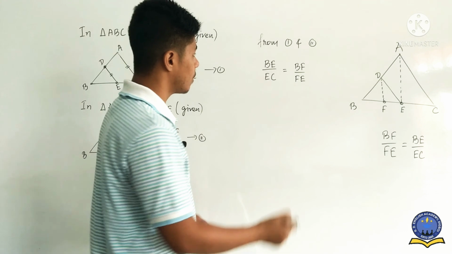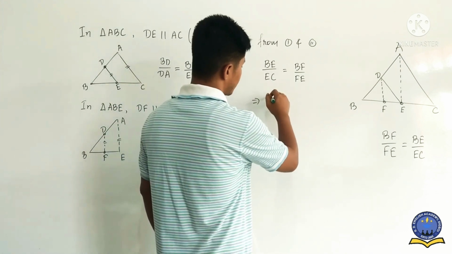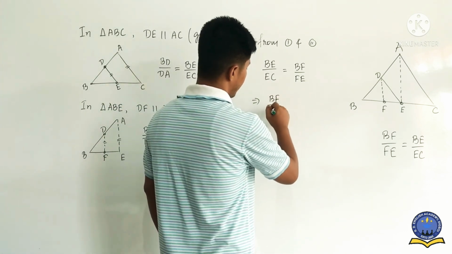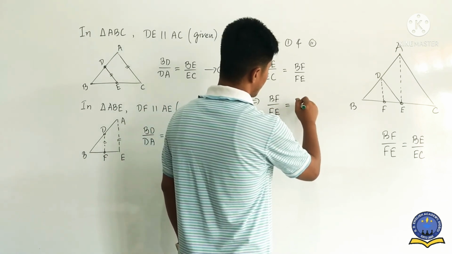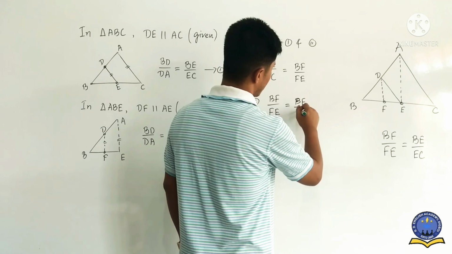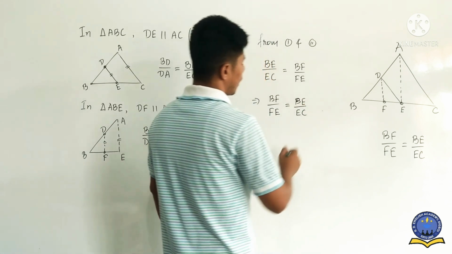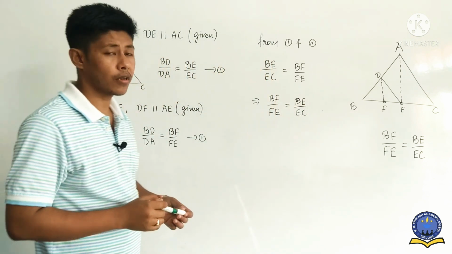If we rearrange this one, then here we write BF by FE is equal to BE by EC. I think all of you understood this one. So this one is our proof.